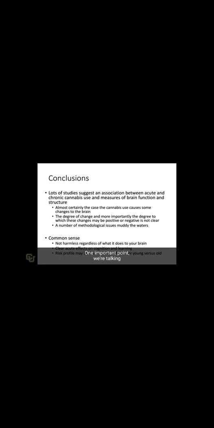One important point when we're talking about risks of cannabis, that risk profile probably varies dramatically between young people and old people. So when we talk about these changes in the brain, other than the mouse study looking at old, elderly mice, we're most often talking about young people with respect to changes in the brain and changes in cognition. So very important to keep that in mind.